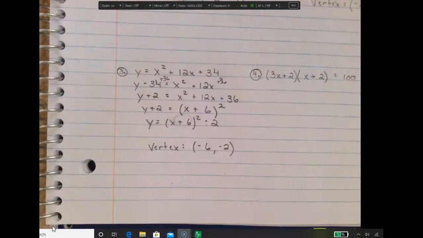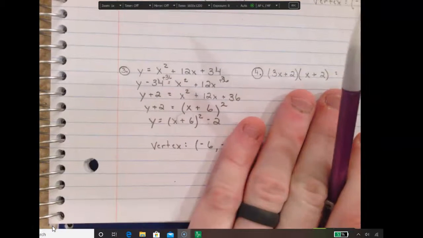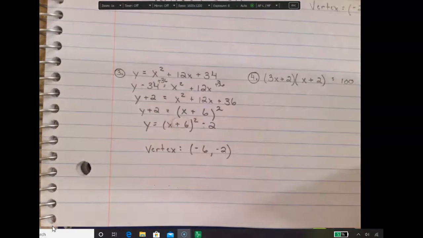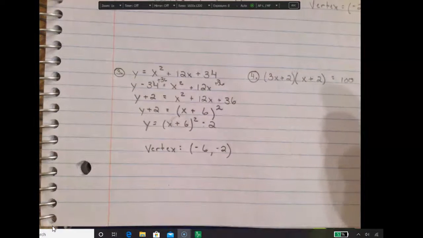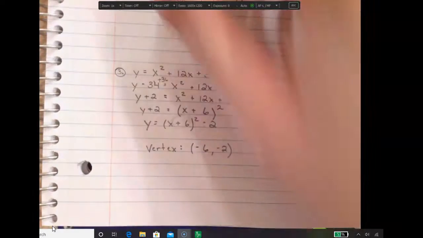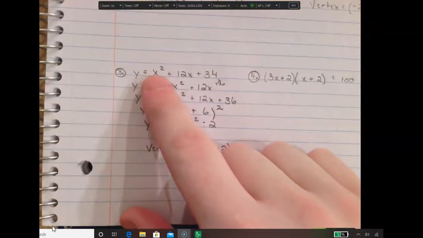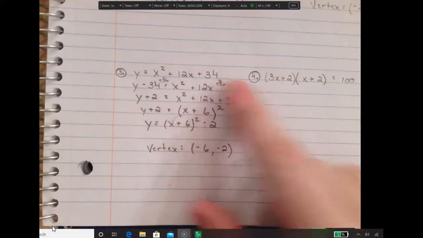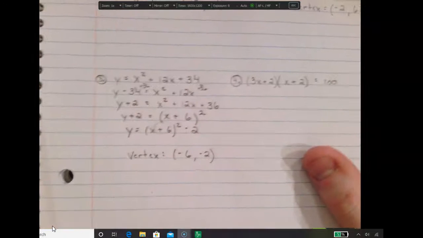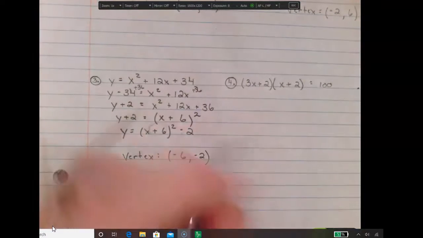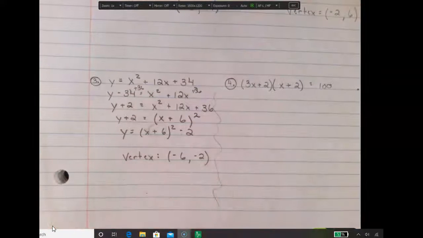So number 4 here. With number 4, this time there's a couple of things different. First off, it's not in the typical y equals that we've been seeing. Also, they already start us out with two quantities being multiplied by one another. The first thing whenever you have something like this, guys, you need to get it set up more in the standard form. And what I mean by that is where it is your x squared plus 12x plus 34. I want to get number 4 to look more like that. And the way you can do that is by going through and foiling your two quantities that you have.